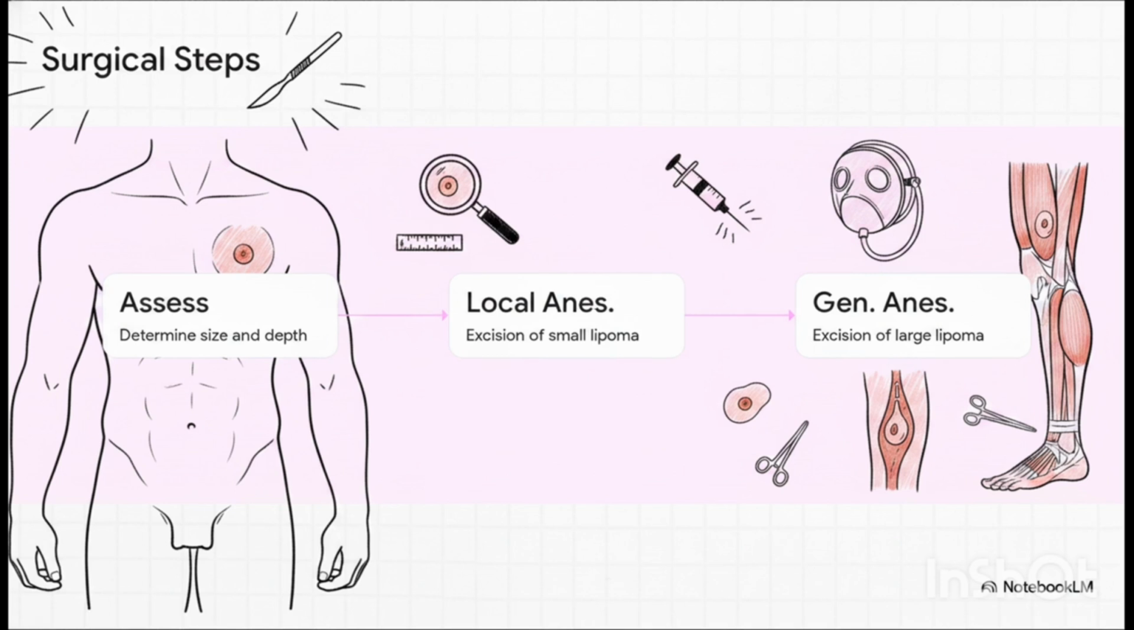However, for those large, deep, or intramuscular lipomas, especially the ones infiltrating the lower limbs that we mentioned earlier, you're going to need to scale up to general anesthesia. That's the only way to ensure proper exposure and safe, complete removal.